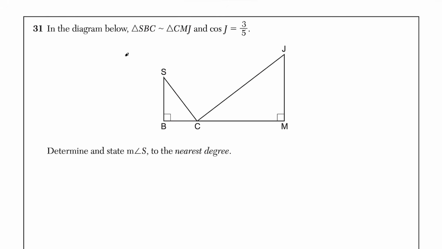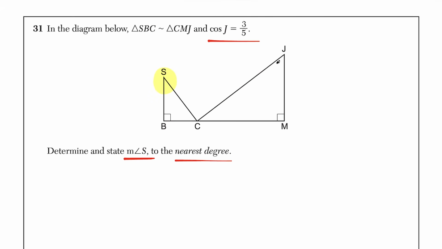Question 31, in the diagram below, triangle SBC is similar to triangle CMJ, and we're told that cosine of J equals 3/5. And we have to determine and state the measure of angle S to the nearest degree. So S is over here, so we'll just go ahead and highlight it. So our goal is to find the measure of this angle.